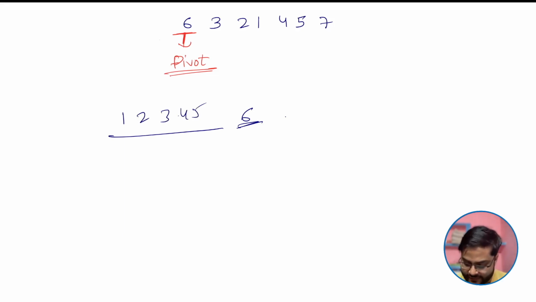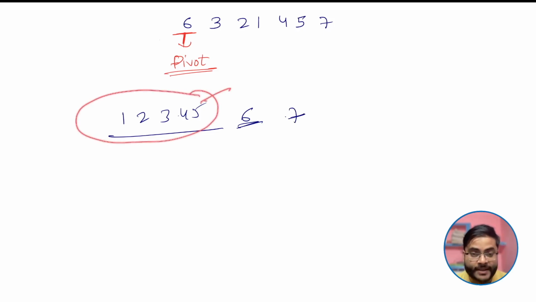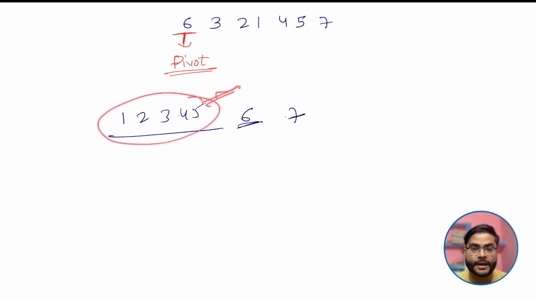And after 6 we can have only one element, that is 7. These elements need not be in the correct order. They can be in any random order, but our 6 will be positioned at the correct position. Every time I will take a pivot element and put it in the correct position.